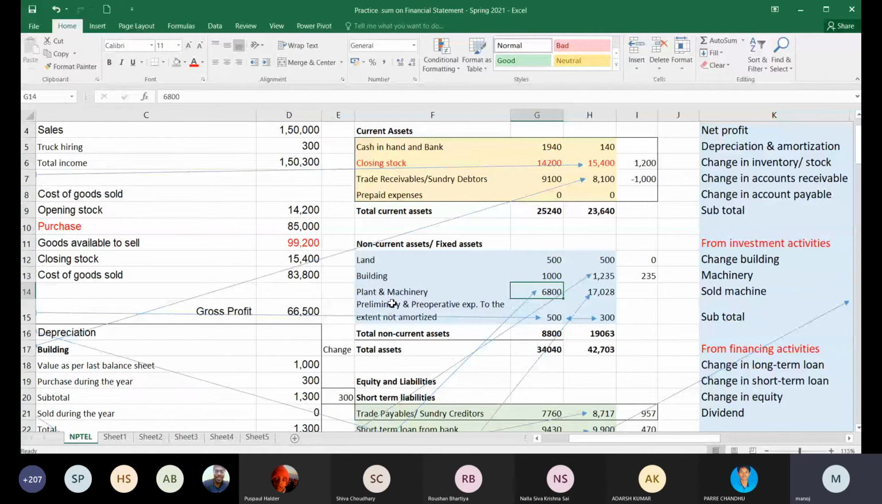Then preliminary pre-operative expenses. This is nothing but those advertisement expenses and all that which you incur. This is to be amortized. This will not be depreciated but amortized. I'll explain in detail later.